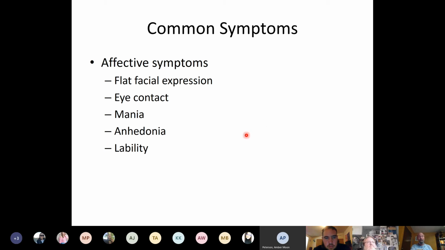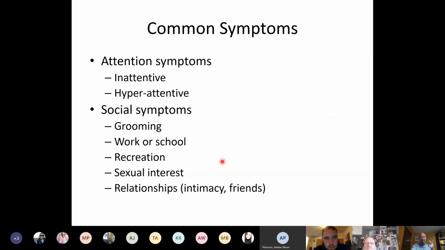It's not anything besides their culture. Mania and anhedonia. Lability is they're happy, they're sad, they're mad. Attentional symptoms, inattentive, hyperattentive. They're just focused on this one thing. They can't not look at, in this case, the letter B on my keyboard. I just have to look at that letter B. It has special significance for me, that letter B. Maybe it's like B as an existence.